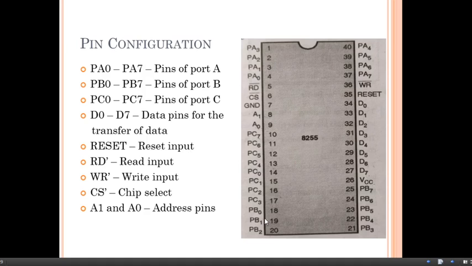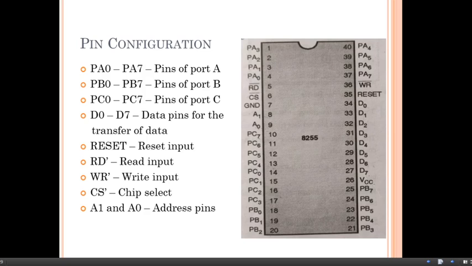Next is A1 and A0. These are the two address pins, pin number 9 and pin number 8. These are A0 and A1 pins. These are also called address lines. So these address pins are active high address pins, which are used to distinguish different ports of 8255, such as port A, port B, port C, and the control register, which is a part of 8255. These lines are internally decoded by 8255 to select ports.